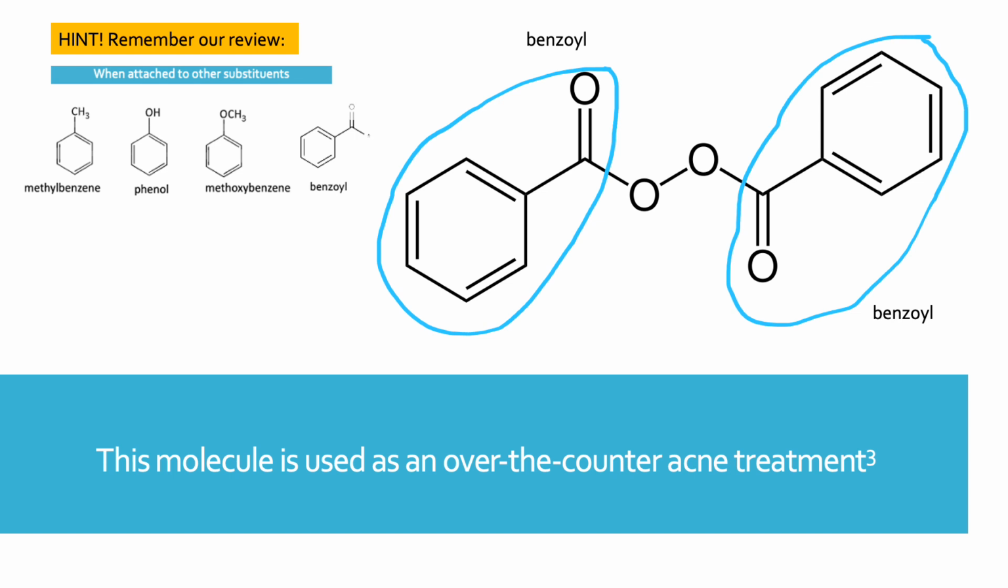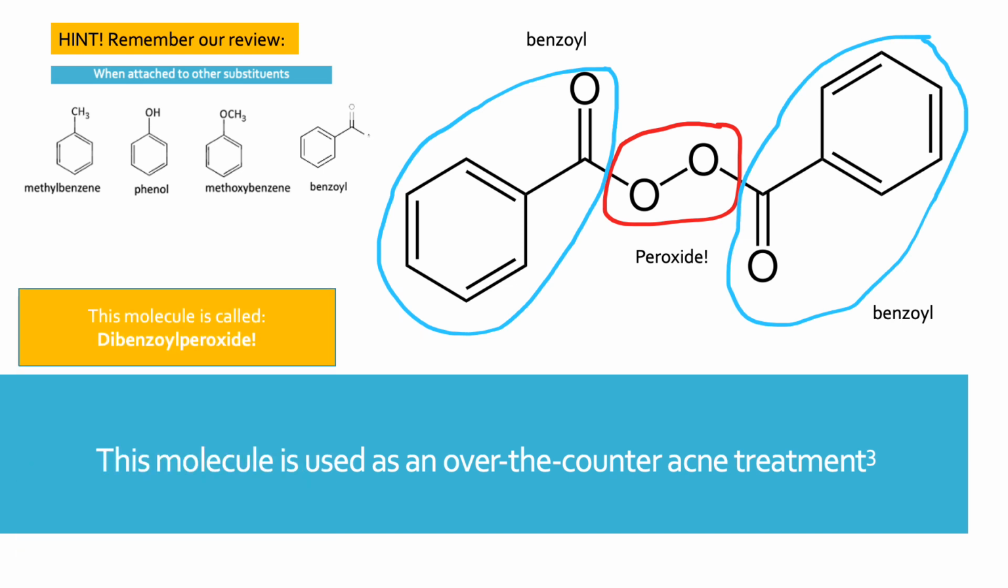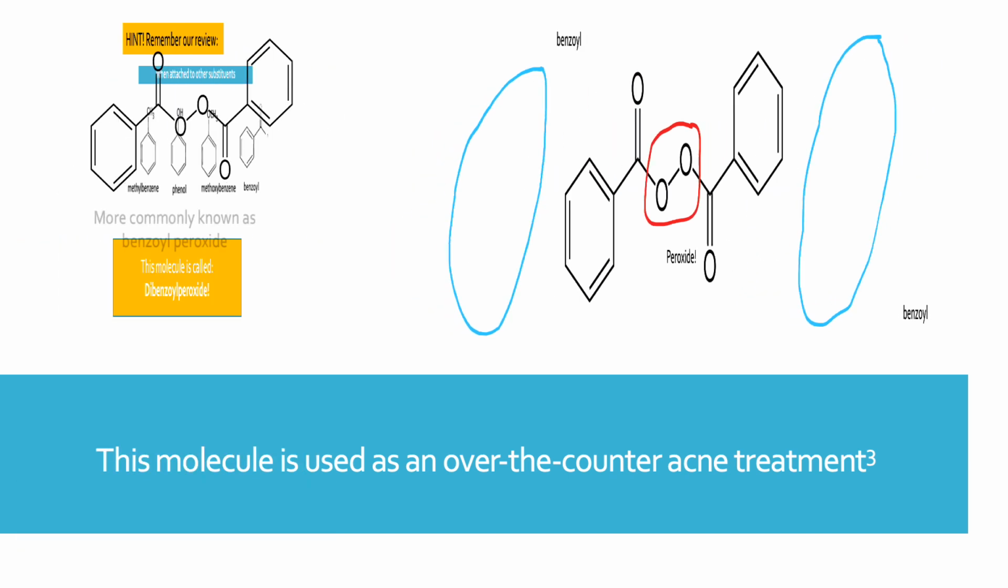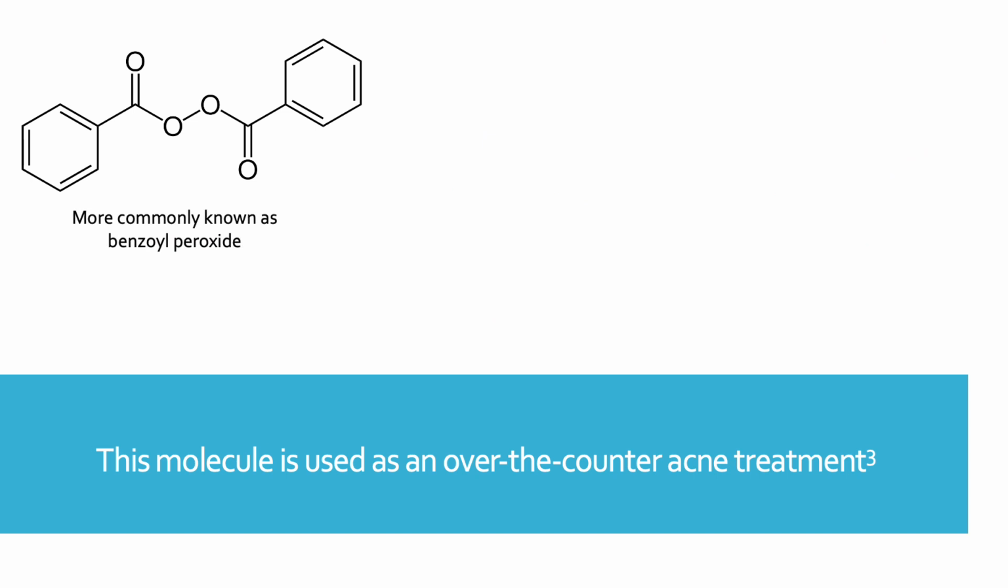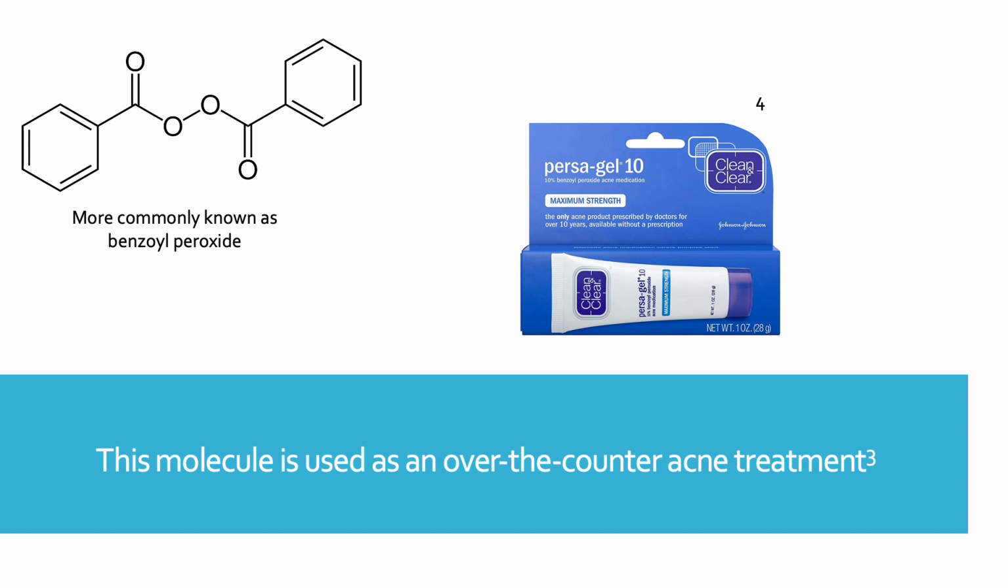Now what's the functional group in the middle? That's right, it's a peroxide. How do we name this? Take a minute to pause the video and try to work it out for yourself. We have 2 benzyls on each side, so we know to add the di prefix in front. We also know the molecule name is going to end with peroxide. So if we just combine these 2 things, we get the name dibenzyl peroxide. This is more commonly known as benzyl peroxide. It's what you'll see it labeled as in stores in products like these.